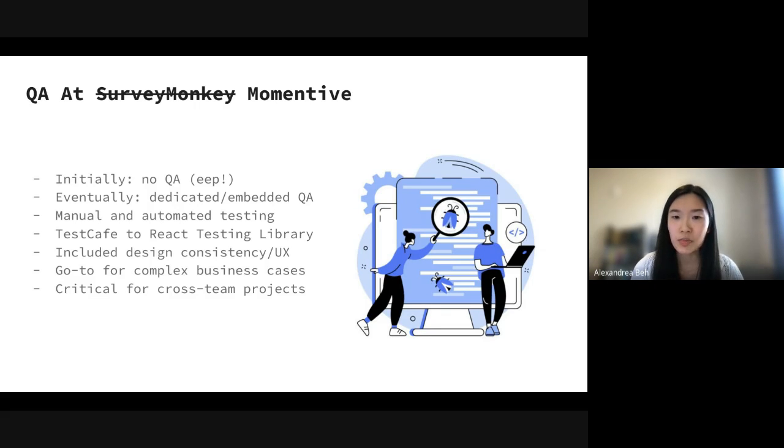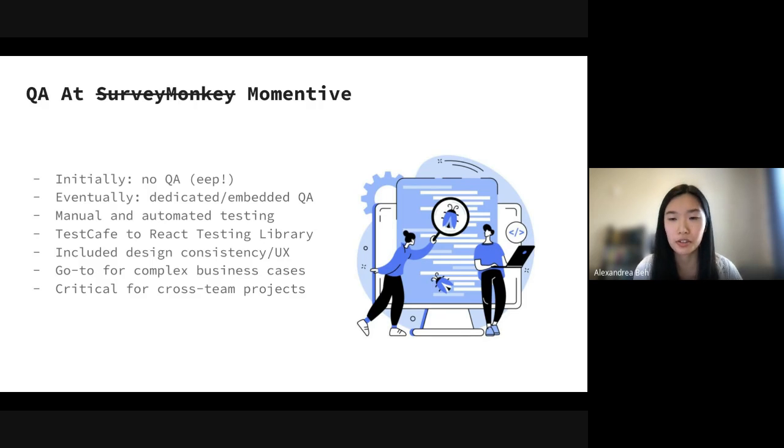It was also a mix of manual and automated testing, so similar to the setup at NAVEX Global. Originally, we used Test Cafe, which is another third-party testing framework, and eventually transitioned to React Testing Library. If you work in React at all, I would highly encourage you to check out React Testing Library. And it also included design consistency and UX.